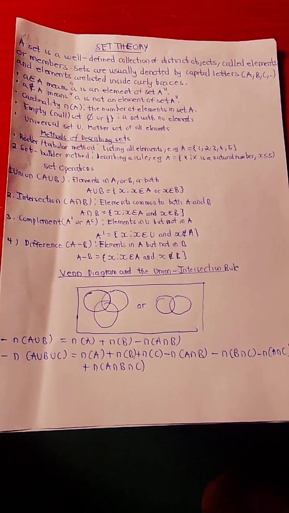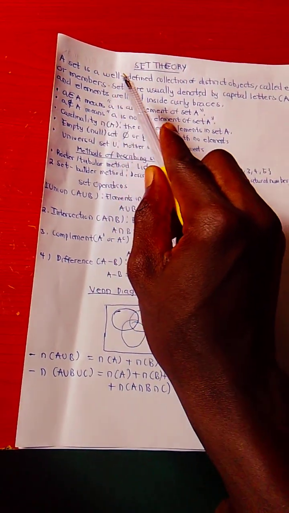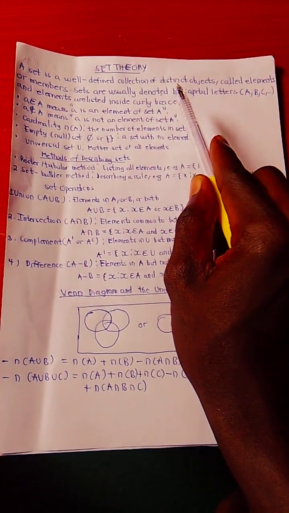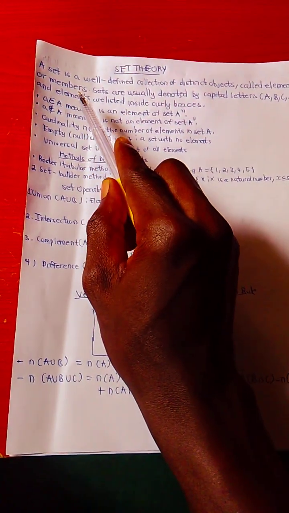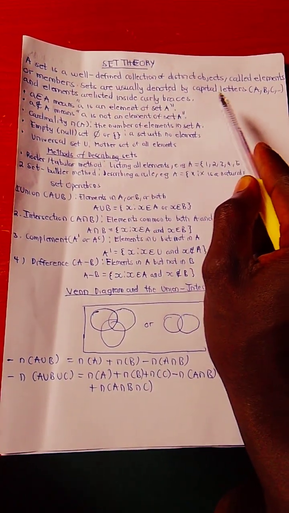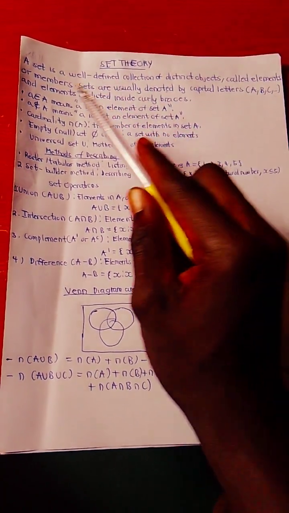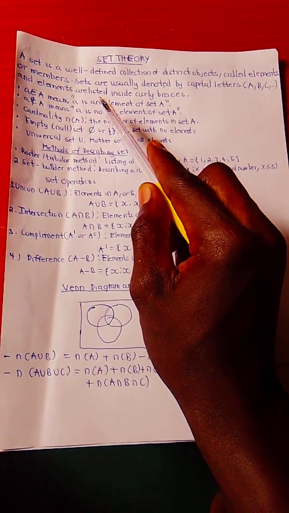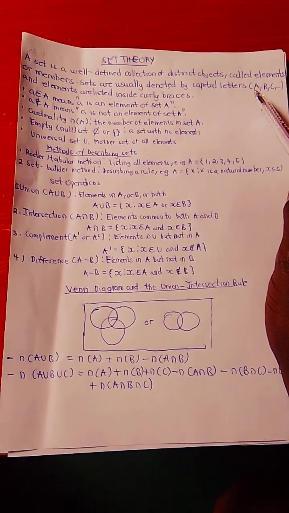Now, according to my own definition here, a set is a well-defined collection of distinct objects called elements or members. Sets are usually denoted by capital letters A, B, C, and so on, and elements are listed inside curly braces. These are what we call curly braces.